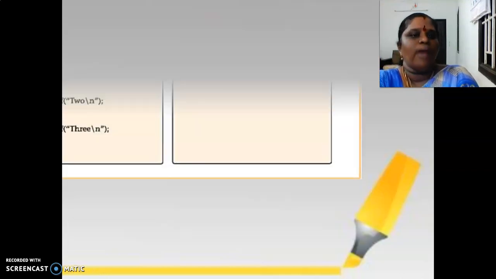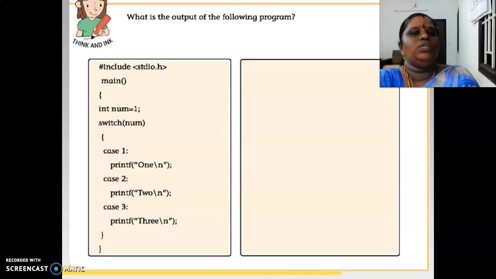Okay. The next activity is, what is the output of the following program? See the program. It is a switch case program. Number is 1. In case 1, print 1. Case 2, print 2. Case 3, printf. So number is 1, so it is case 1. So output is 1, right? So write the output of the following program here.